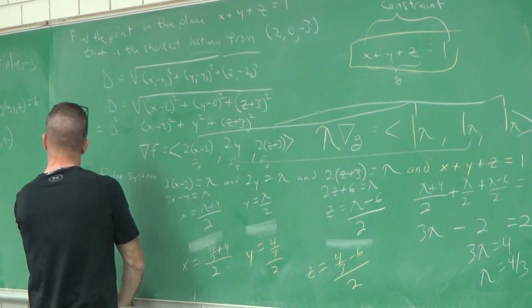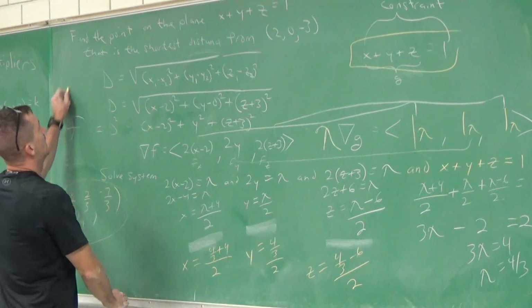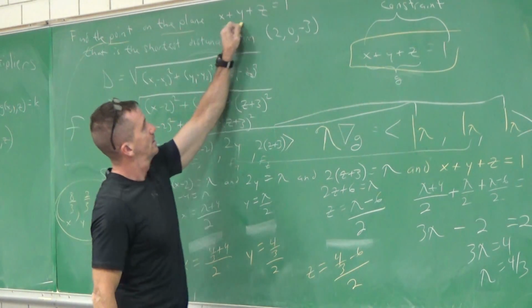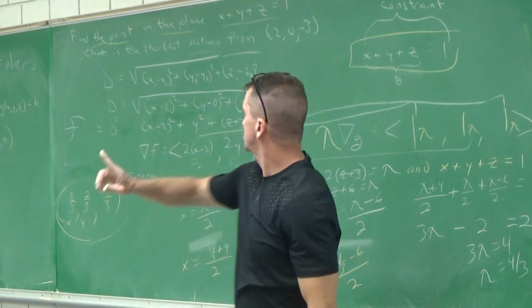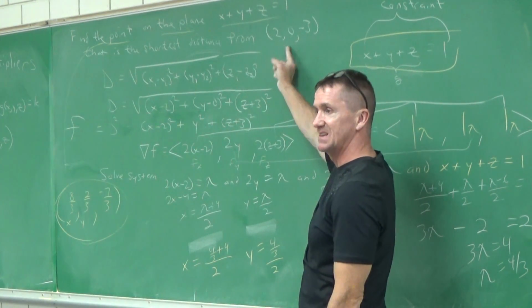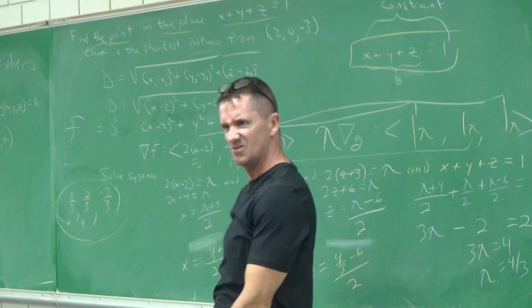There's the answer. This is the point on that plane, x plus y plus z equals 1, that has the shortest distance in three-dimensional space to that point. Shortest distance. Isn't that cool?